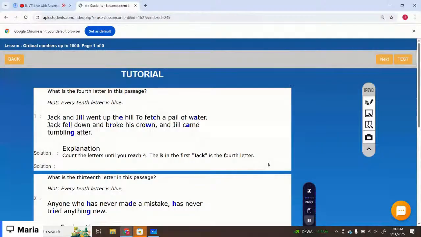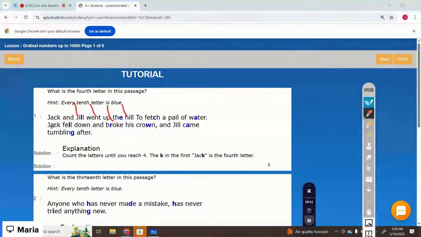Got it? So what is the fourth letter in the passage? That tells you which letter is in the fourth position. Letter one, two, three, four. K is at the fourth position. In the word Jack, K is at the fourth position.